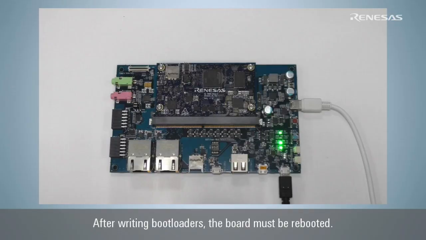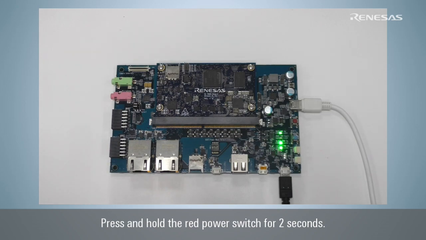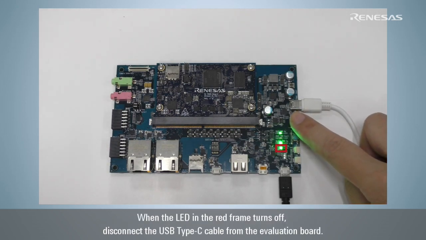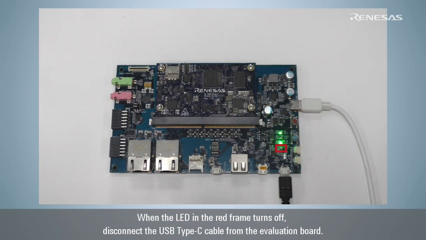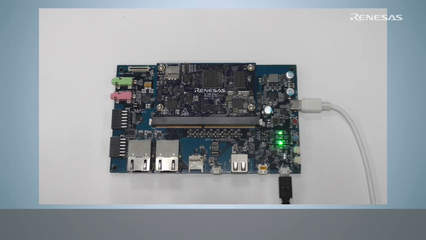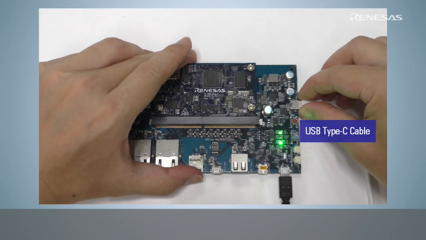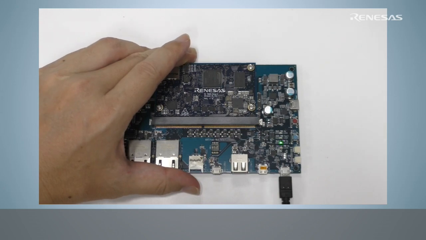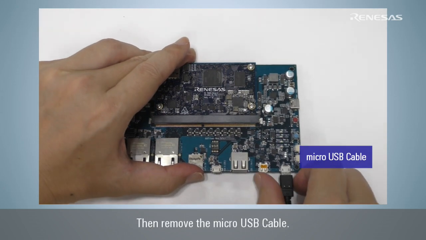After writing bootloaders, the board must be rebooted. Press and hold the red power switch for 2 seconds. When the LED in the red frame turns off, disconnect the USB Type-C cable from the evaluation board. Then remove the micro USB cable.